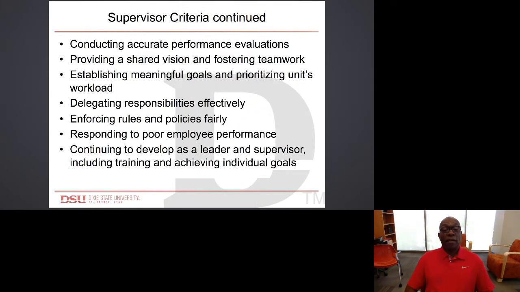Conducting accurate performance evaluations, providing a shared vision and fostering teamwork, establishing meaningful goals and prioritizing units' workload, and delegating responsibilities effectively, enforcing rules and policies fairly, responding to poor employee performance, and continuing to develop as a leader and supervisor, including training and achieving their own individual goals.